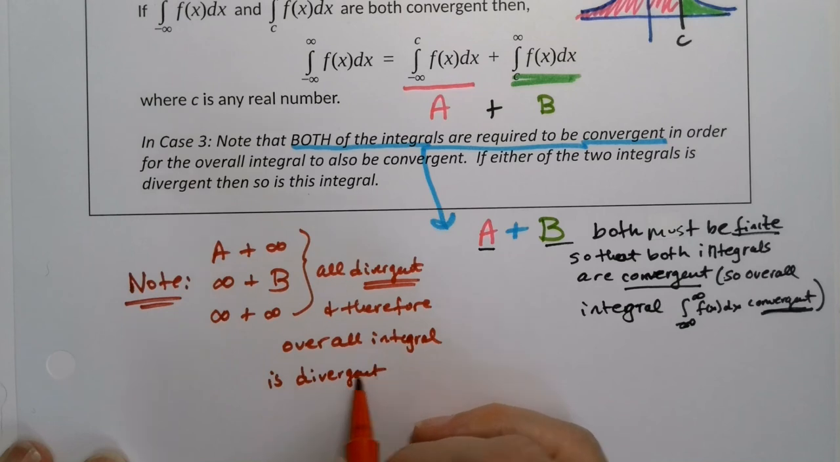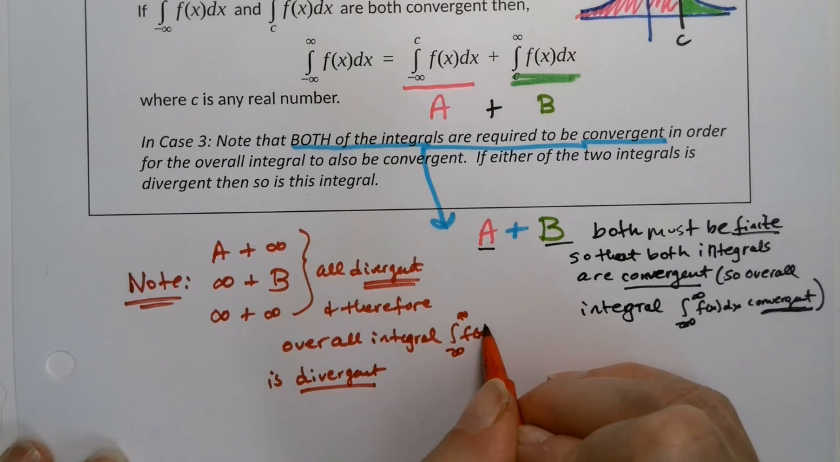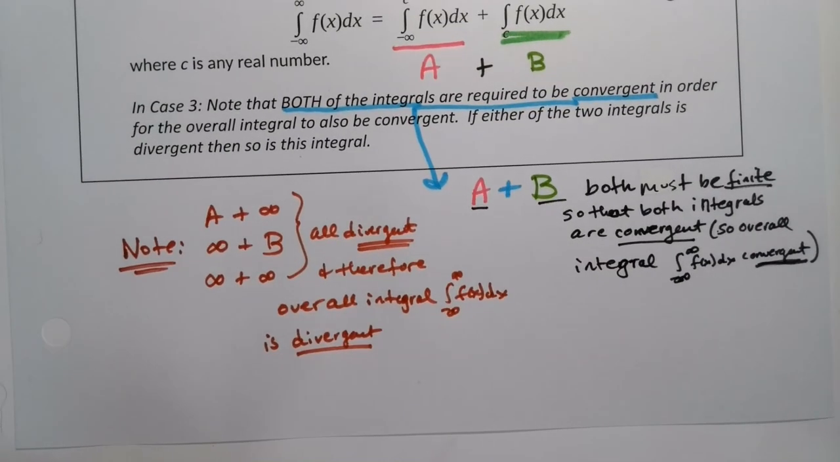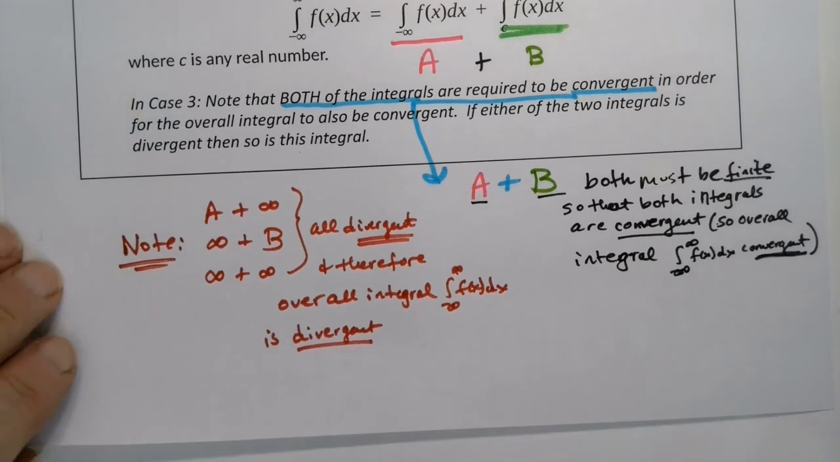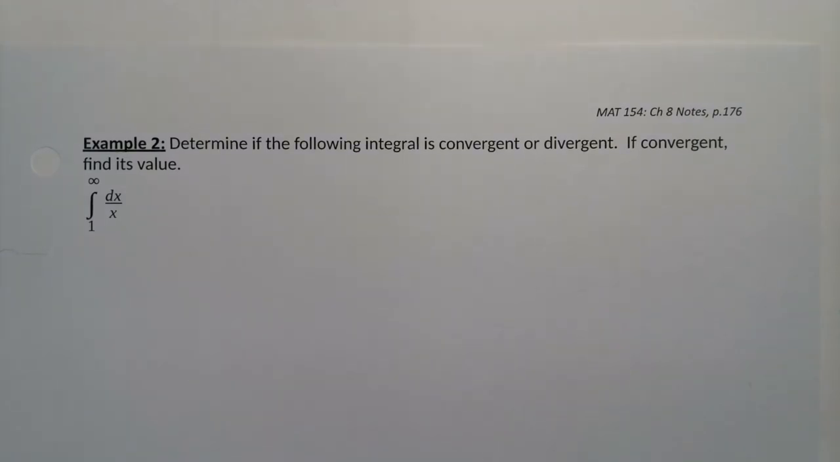And again, the overall integral would be from negative infinity to infinity of f of x dx. Okay, so let's put this into practice a little bit. I have a feeling some of these are not going to work out as nicely.